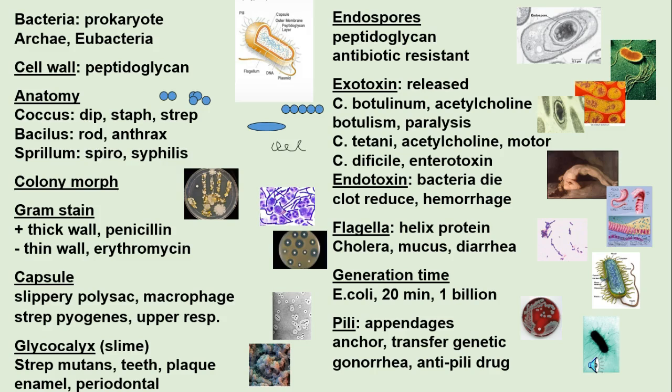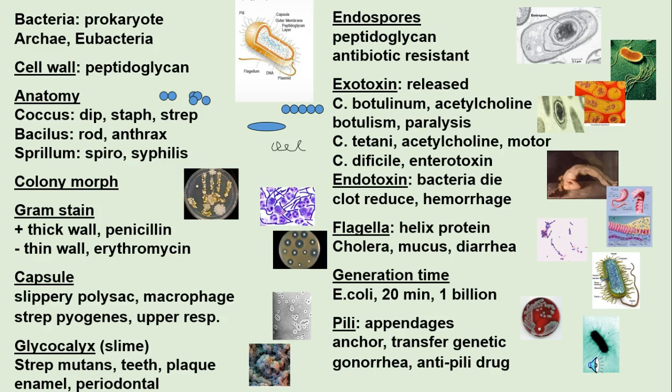You have to look at the thickness of the wall through a gram stain. Is it thick? Gram positive. Is it thin? Gram negative. Does it have a capsule? That's slippery polysaccharide. If so, then we have problems, especially if it's in the respiratory tract. We're looking at Strep pyogenes, maybe pneumonia.